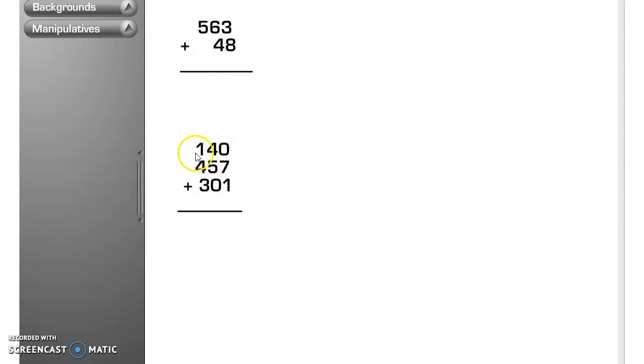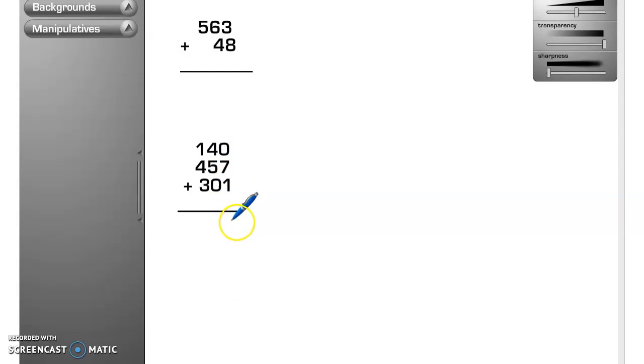All right, we're going to do one more, and then I will have you practice by yourself. So here is using place value again. We would do 0 plus 7, and that would be 7, plus 1 more would be 8. Then 4 plus 5 plus 0, which would be 9. And then 4 plus 3 plus 1, which would be 8.